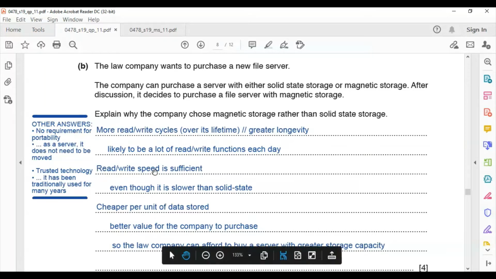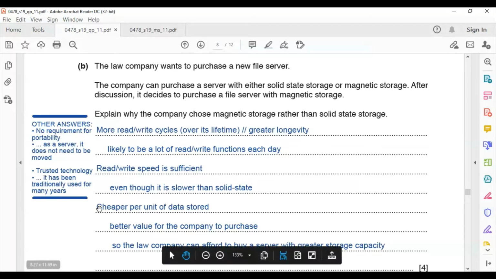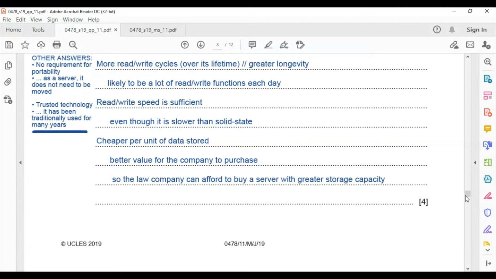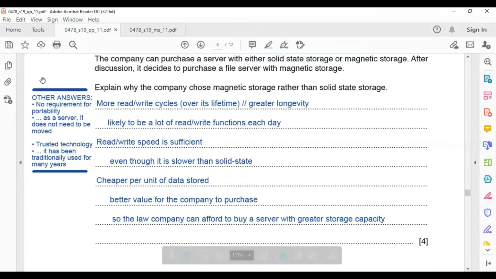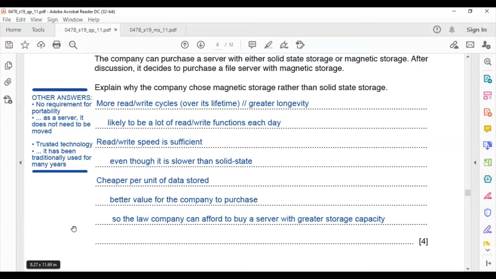Read or write speed is sufficient, even though it is slower than solid state. Cheaper per unit of data stored, which means better value for the company to purchase. So the law company can afford to buy a server with greater storage capacity. You can also write the answers that are given here. But we'll only be given a maximum of 3 marks if only benefits are given. We need to write an explanation of each benefit.